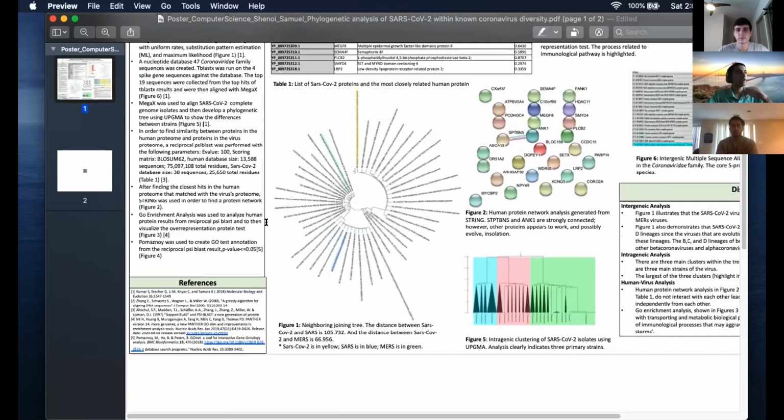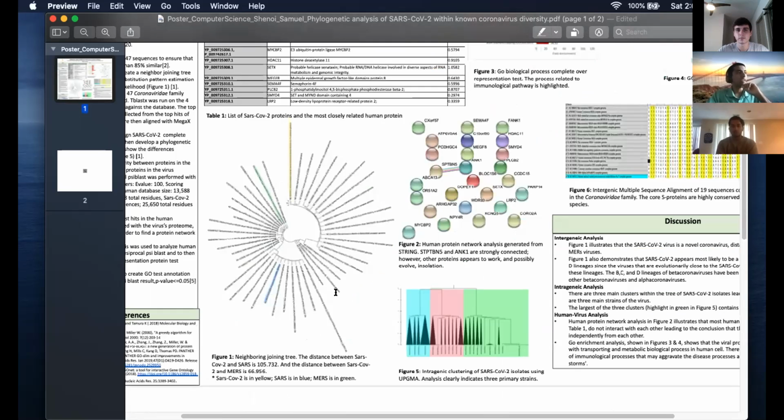Moving on to our results. For our intergenetic analysis, we built this neighbor joining tree, and we can see SARS-CoV-2 in yellow, SARS in blue, and MERS in green. Interestingly, SARS-CoV-2 doesn't seem to be very close to SARS, which is weird considering that it's called SARS-CoV-2, right? But we found that it was actually closest to a bat coronavirus and this coronavirus called human coronavirus 229E.